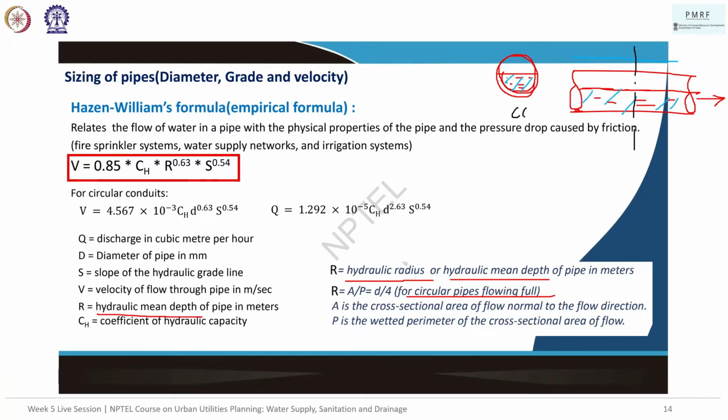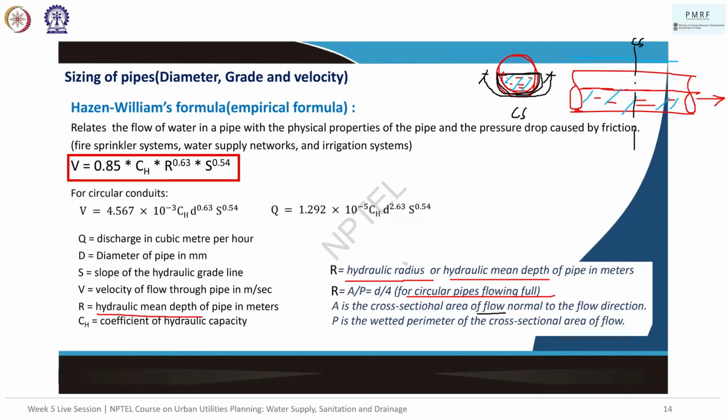If you can see, this is the cross section. A is the cross sectional area of flow, not of the pipe but of the flow. So this area is what we'll be calculating, however much is filled. And P is the wetted perimeter of the cross sectional area. So wetted perimeter is basically the part of the pipe that is wet. So it will be this part of the perimeter alone that will be taken into consideration.